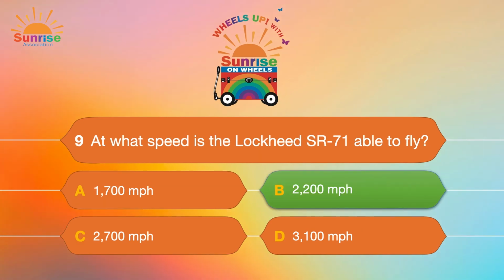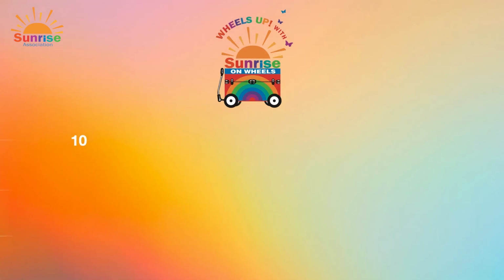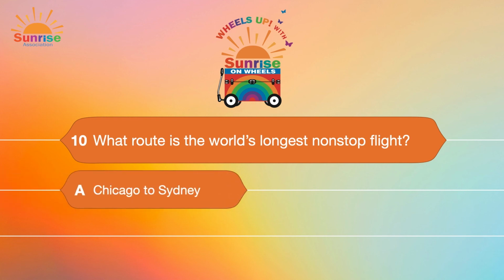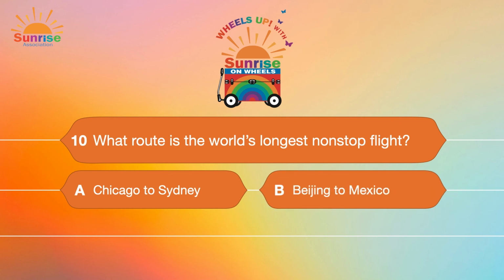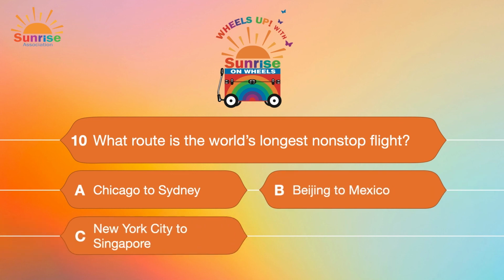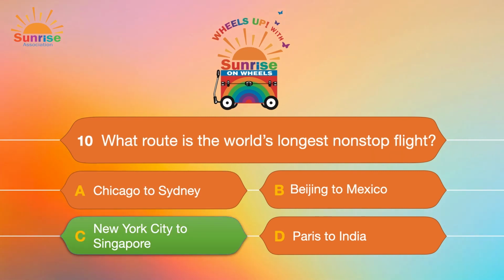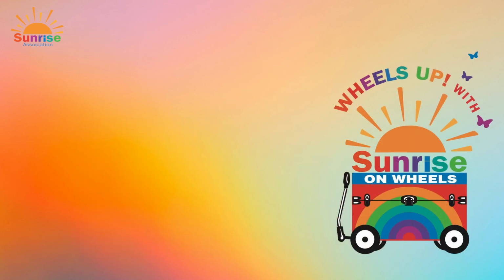That is so fast! And our final question, number 10. What route is the world's longest non-stop flight? A, Chicago to Sydney, B, Beijing to Mexico, C, New York City to Singapore, or D, Paris to India? New York City to Singapore. What a long flight! Wow, you did such a great job with trivia!